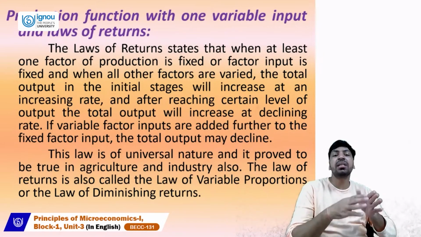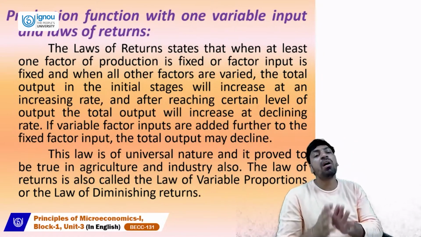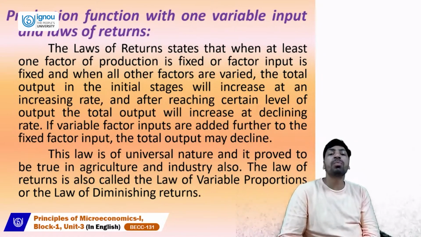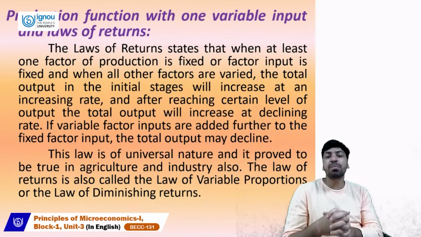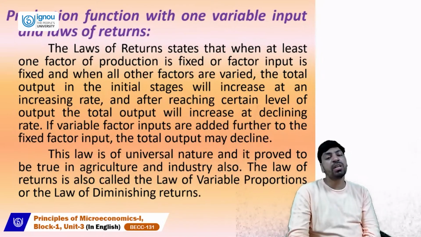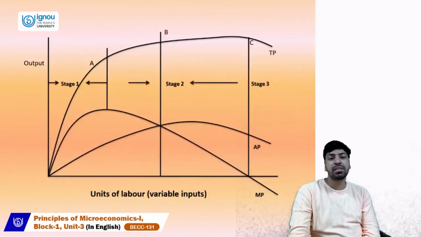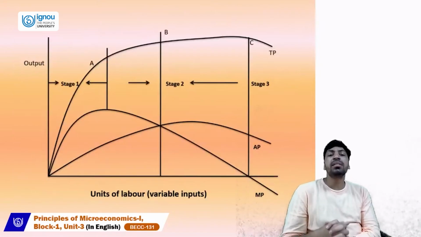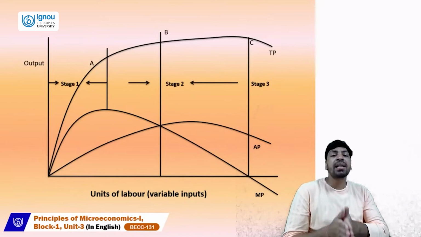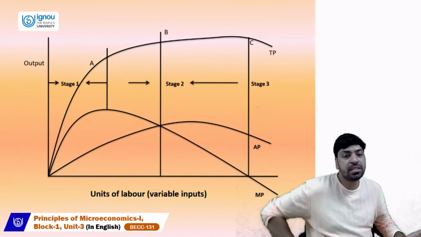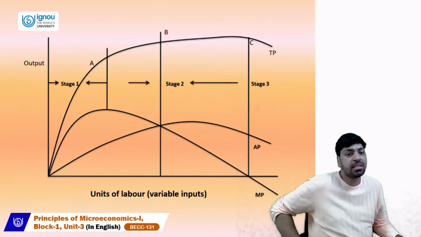So after reaching a certain point or level of output, the total output will increase at a declining rate. Whatever has been expressed in words is always shown through a diagram. So this is the diagram. This is called the law of variable proportion, using the following diagram. They are categorized into three stages: stage 1, stage 2, stage 3.